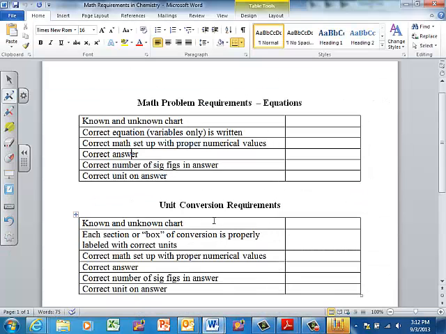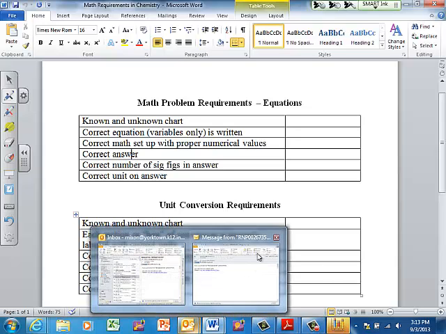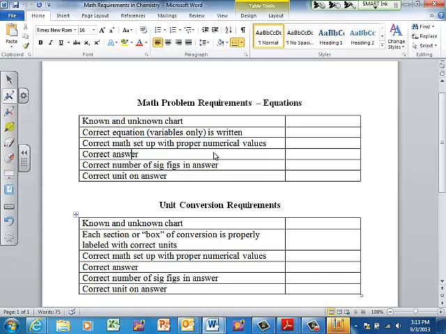Okay, 31 milliliters. Again, don't forget the known and the unknown, the equation, the sig figs, and all that stuff. And on your unit conversions, don't forget also known and unknown. Make sure everything is labeled. Correct answer, sig figs, correct unit.